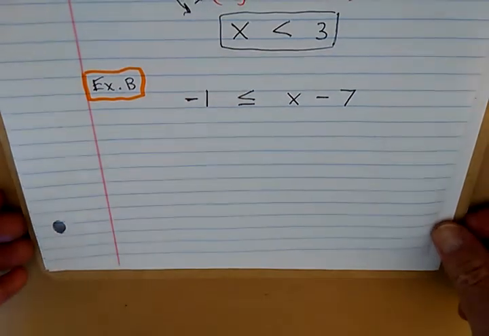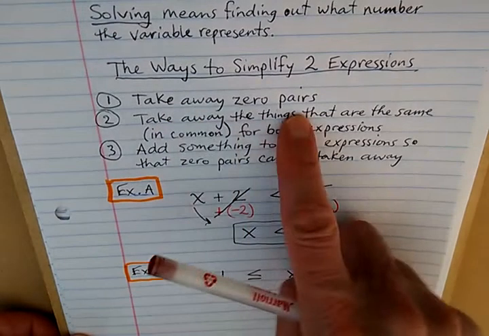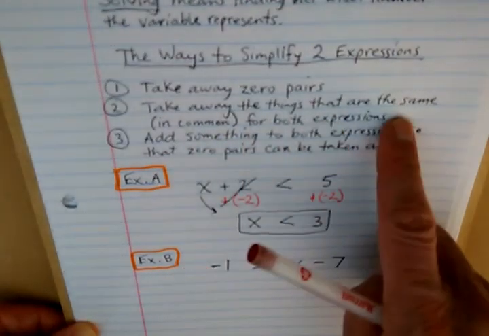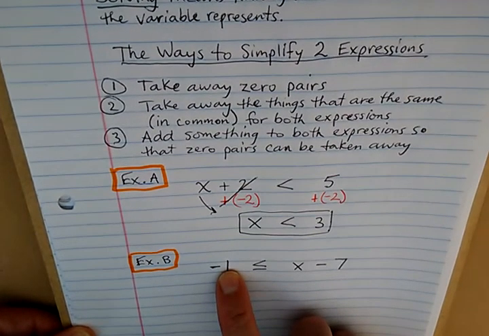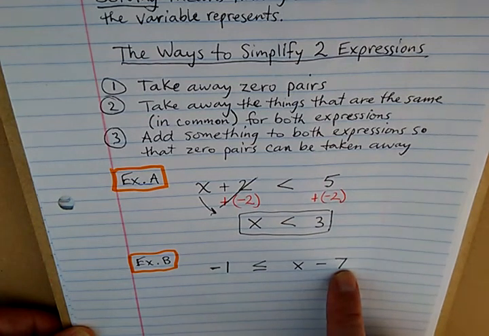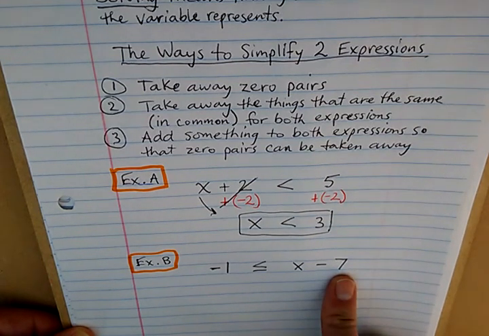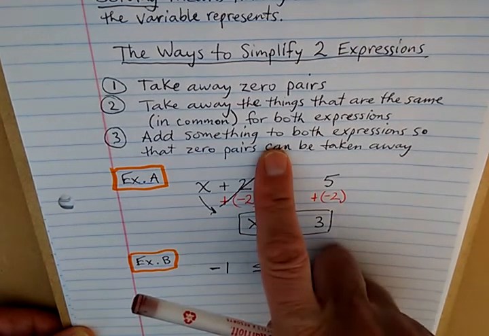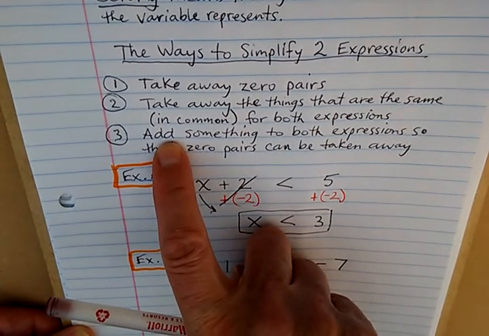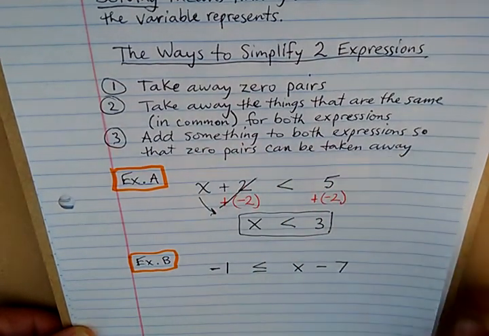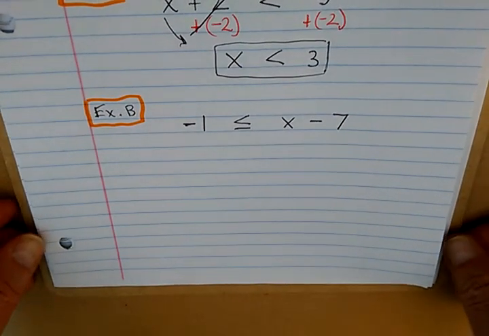Well, we know that we're allowed to take away 0 pairs, but there are no 0 pairs on either side. We could take away the things that are the same. Here's a -1. On this side, we have -7, which is just like -7. So we could take a negative away from both sides. But let's focus on our new method for simplifying. Let's add something to both expressions so that 0 pairs can be taken away. So we're going to add something to both sides.